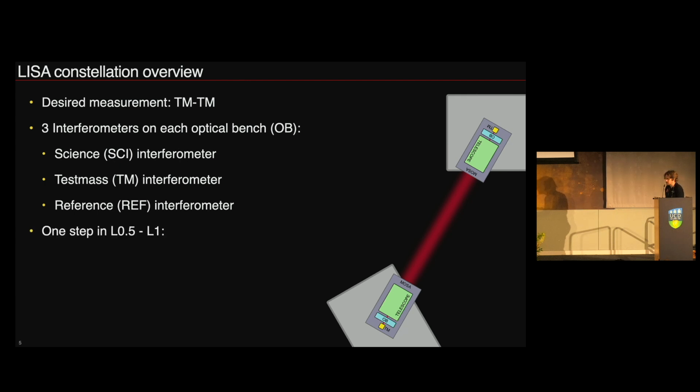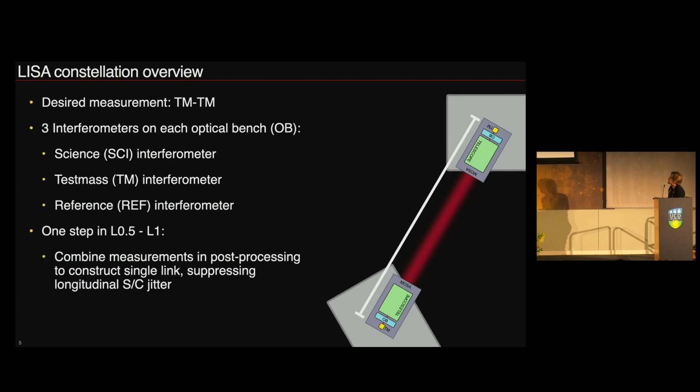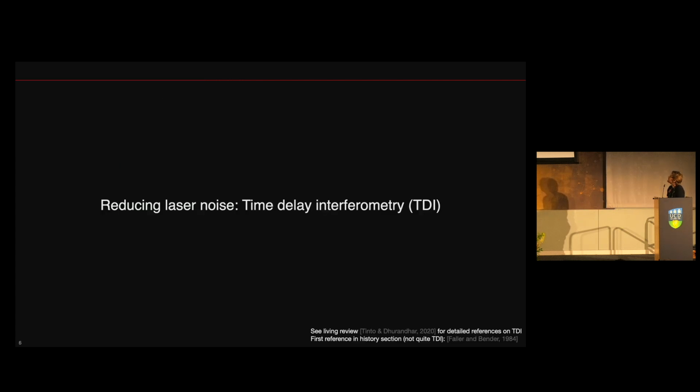And one of the first steps in this pipeline is to combine those to produce the test mass to test mass measurement. And the expression for that is not very difficult. You essentially just add them up with some delays. But I'm especially mentioning it because there's a talk at the end of this week where this was demonstrated in a time domain simulation with real control loops, that you can actually reduce the spacecraft jitter in this process.